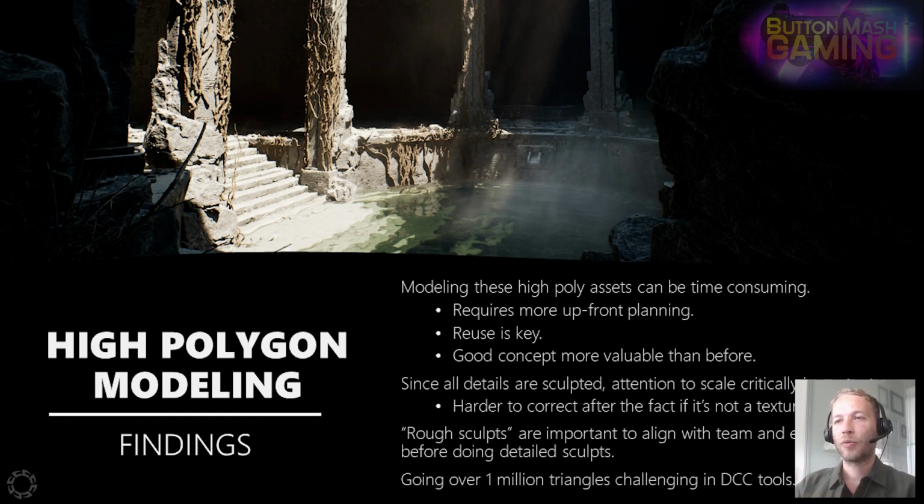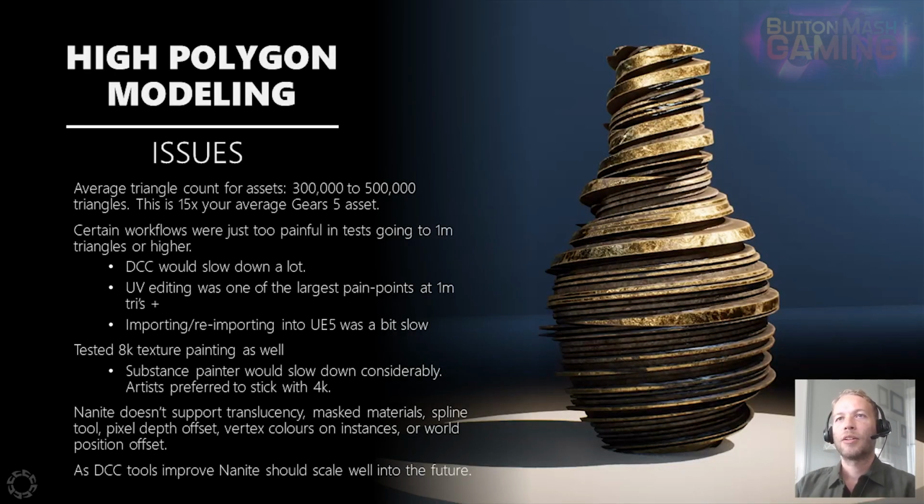And the other finding was going over 1 million triangles is challenging in DCC tools. Some of the tools struggle with this, and I'll talk more about that. So some of the issues. Where we landed in this demo was the average triangle count where the artist felt comfortable was about 300,000 to 500,000 triangles. This is 15 times what an average Gears 5 asset was, so this is already a massive boost. Some assets did go over this, some got near 1 million, but generally this was the sweet spot we found.